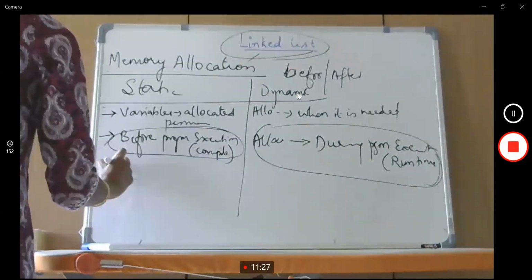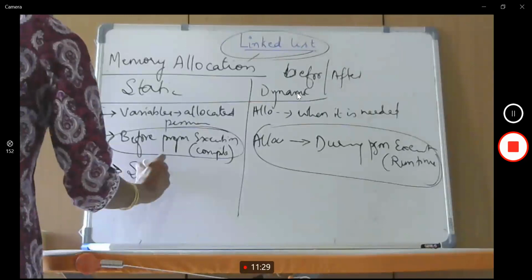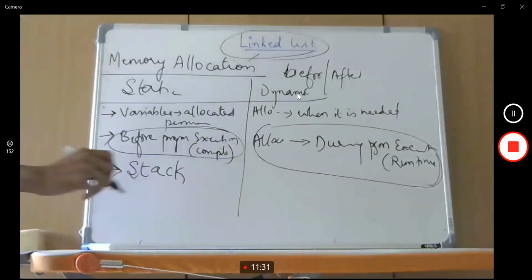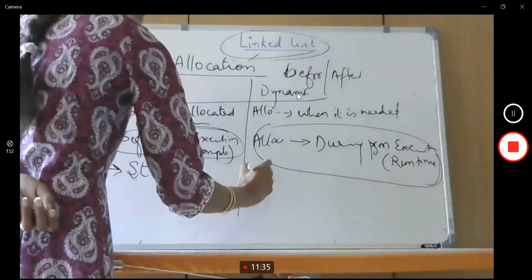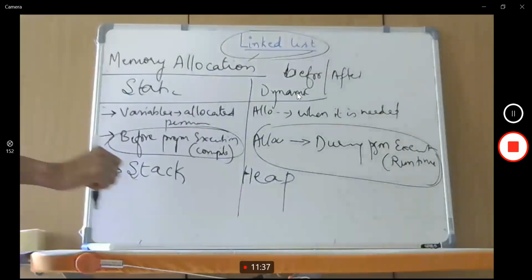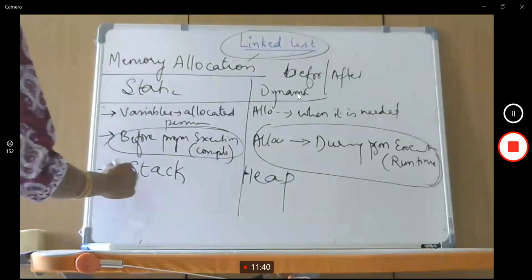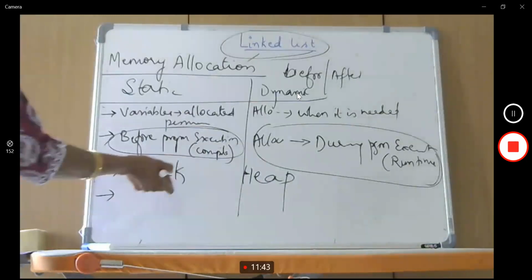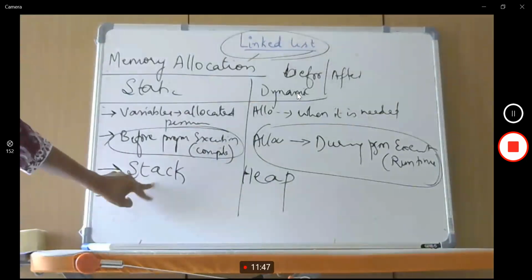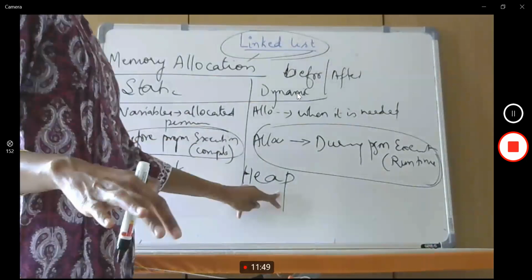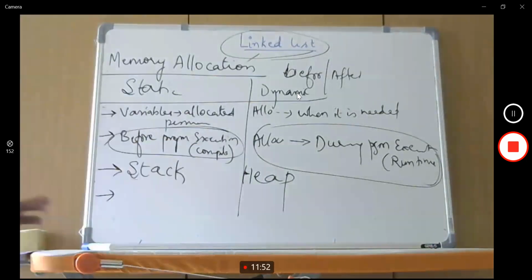Static memory allocation uses a data structure called stack. Dynamic memory allocation uses a data structure called heap. Right? Then that means how do you implement it? Static memory allocation is implemented how? It is implemented using stack. How do you implement dynamic memory allocation? It is implemented using heap.